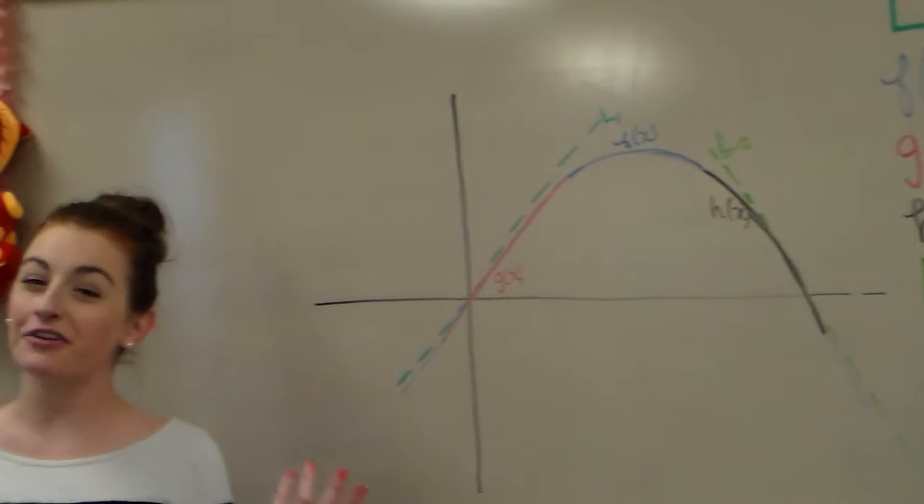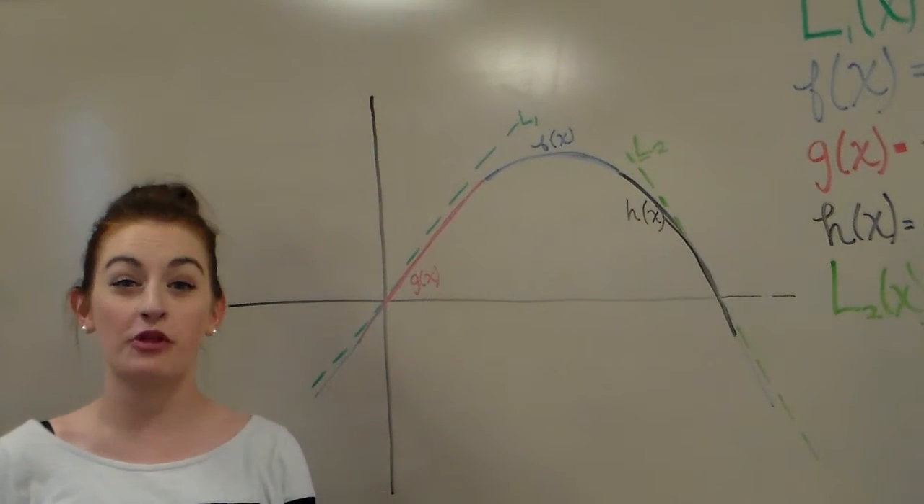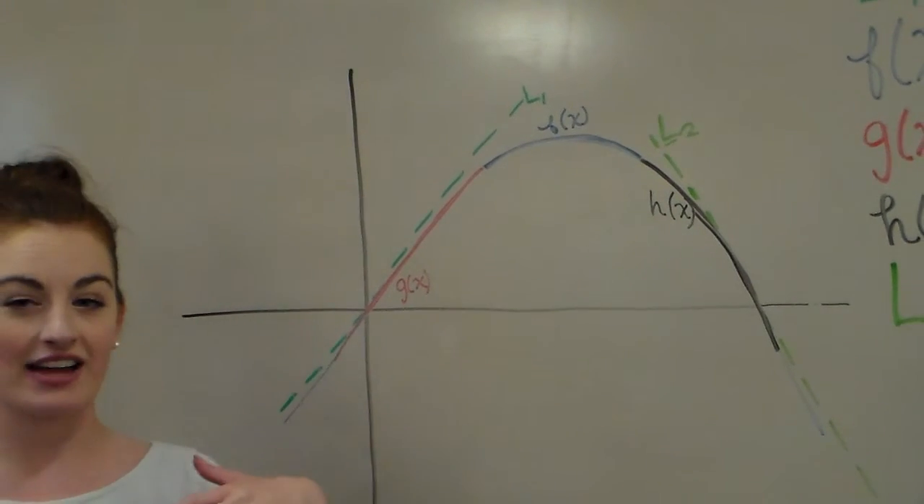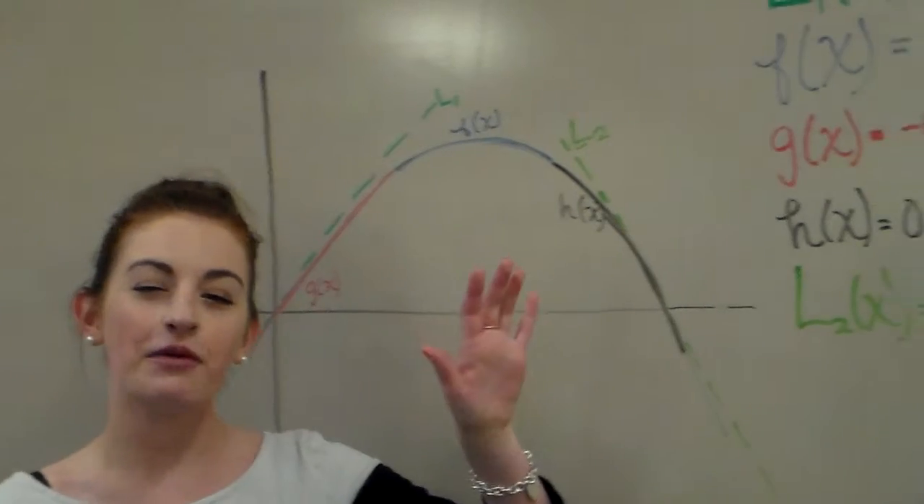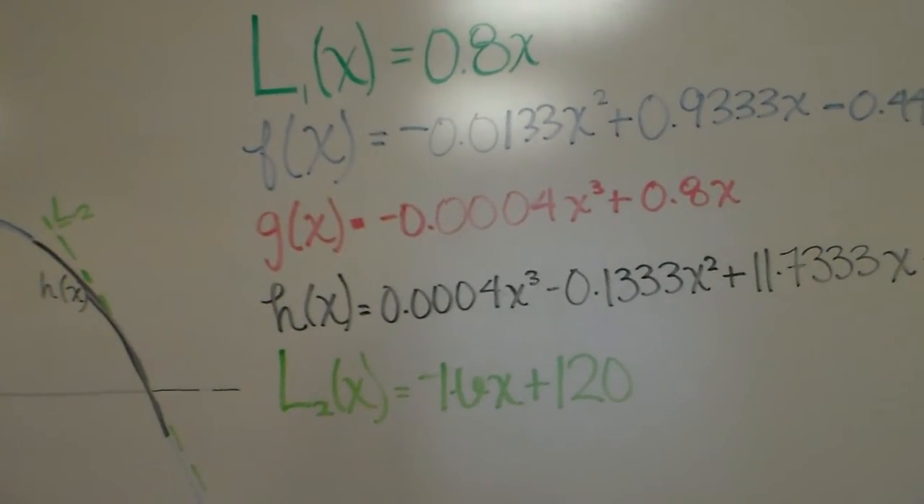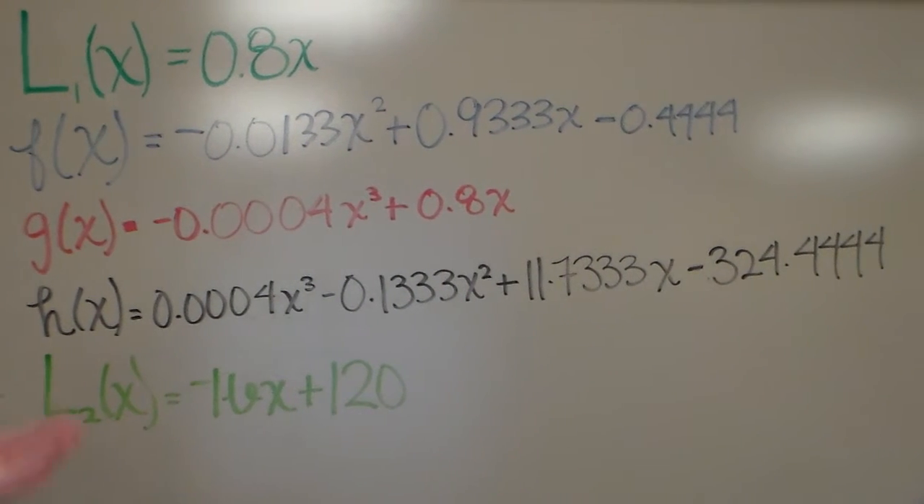Okay, so we have our final graph for our roller coaster, and as you can see, the transitions are a lot smoother with the cubic functions that we put in with g of x and h of x. And also over on this side, we have all of our final equations for L sub 1, f of x, g of x, h of x, and L sub 2. So we're finally done with our roller coaster.